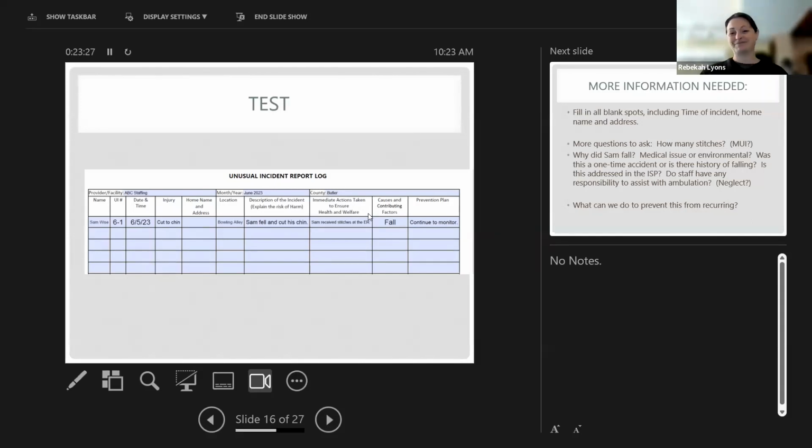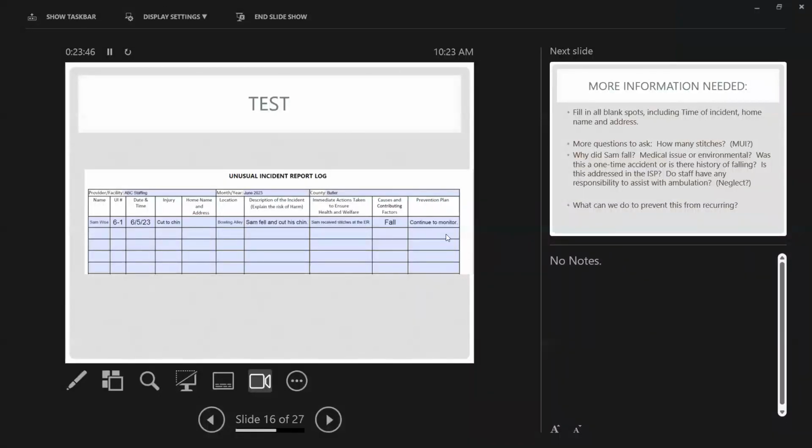Any thoughts? Yeah, how we can not let this happen again. Right, so our prevention plan, continue to monitor, is not very specific. So maybe assist him with getting into the bowling alley.